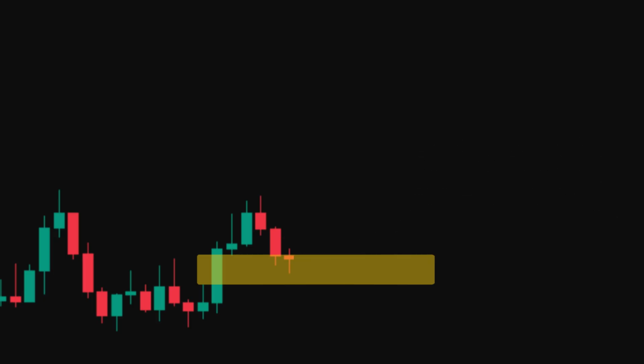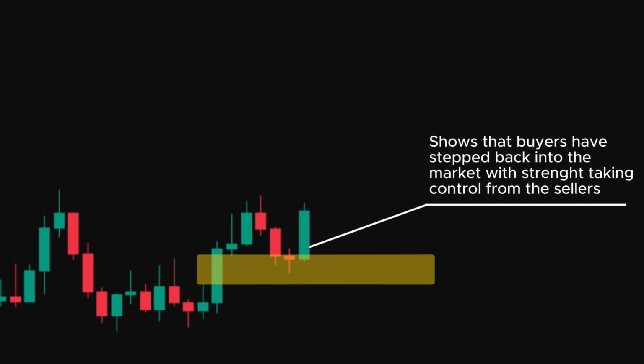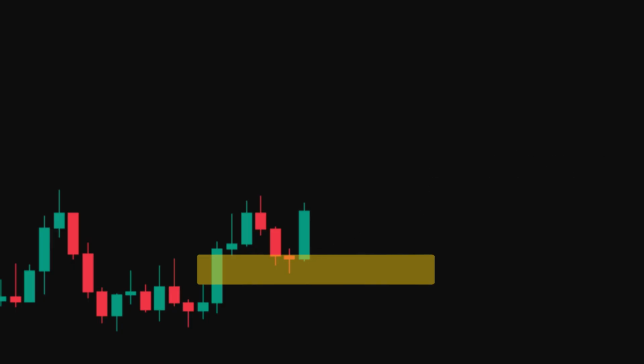And then, the confirmation we've been waiting for. A strong, bullish engulfing candle forms immediately after the pin bar. This candle shows that buyers have stepped back into the market with strength, taking control from the sellers. This is our entry signal. We enter the trade at the close or just after the formation of the bullish engulfing candle.